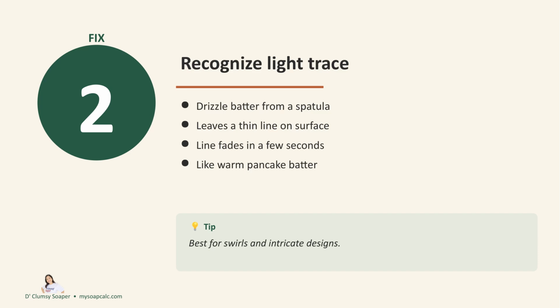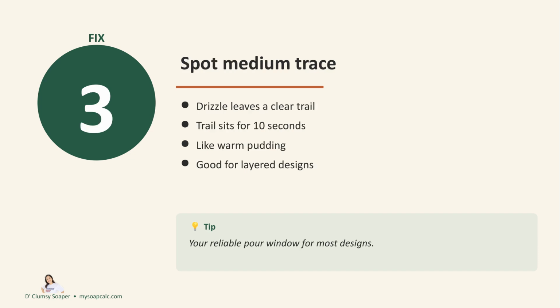Medium trace is your sweet spot for most soap projects. The batter is thick enough that when you drizzle some across the surface, it leaves a clear, defined trail that holds its shape for about 10 seconds before sinking back in. Think of warm pudding. It flows, but it has body. This consistency gives you enough time to pour cleanly into molds, create basic layers, and still manipulate the batter without it setting up on you too fast.